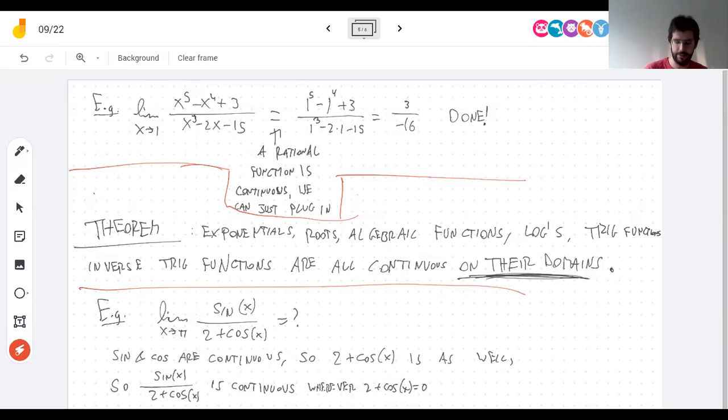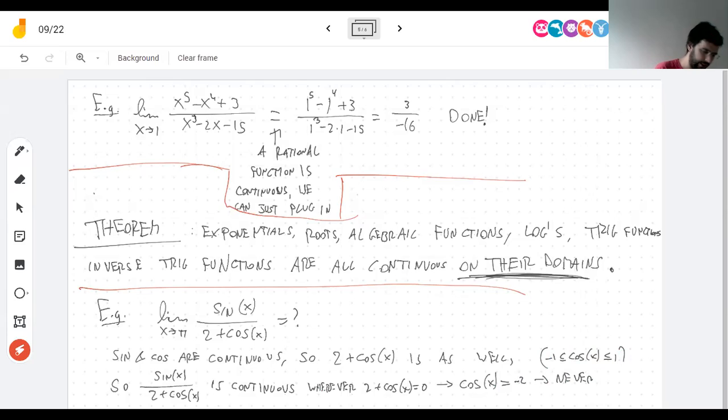Never. Exactly. Thank you, Sam. 2 plus cosine is 0 when cosine is negative 2, which is never, because cosine is between negative 1 and 1. So this function is continuous everywhere.